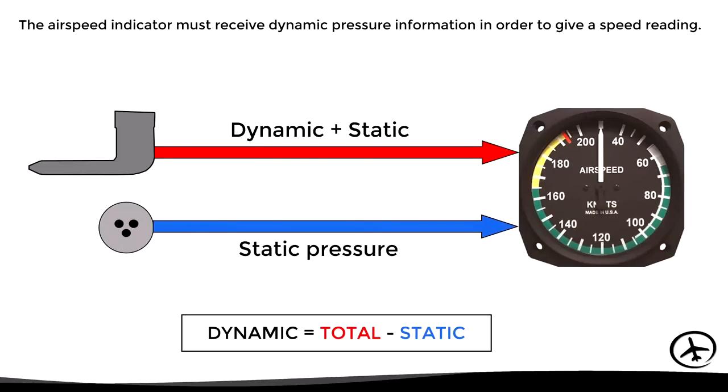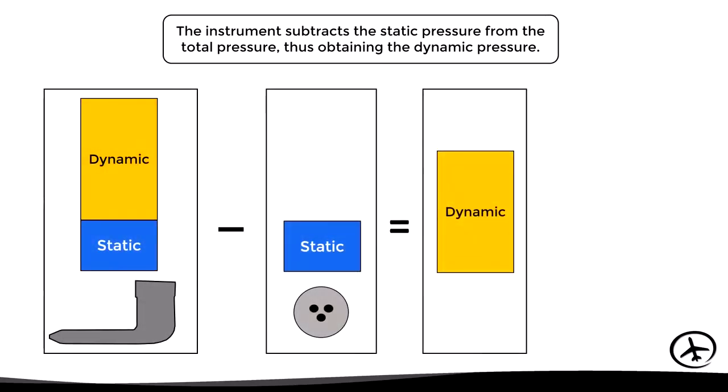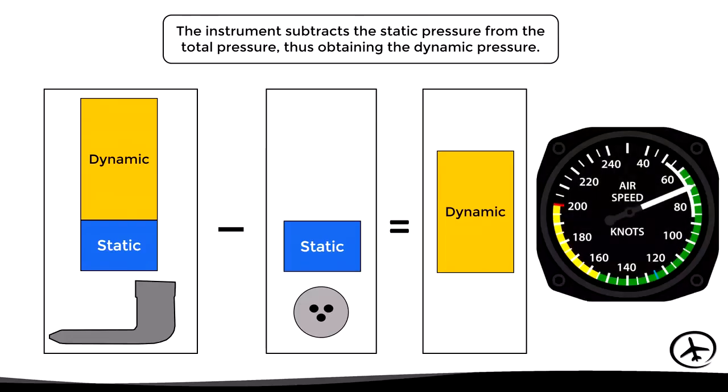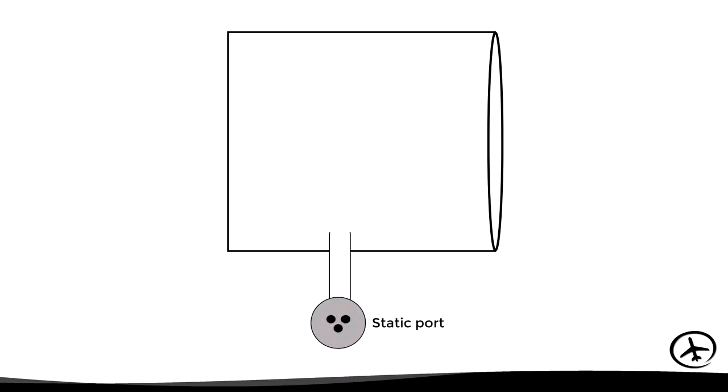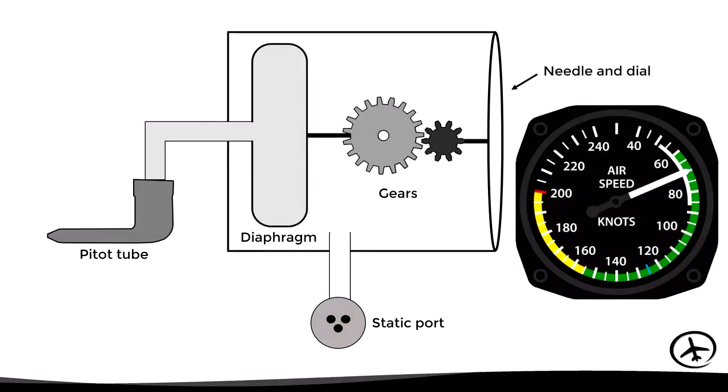This is why the instrument needs information from both the pitot tube and the static port. So basically, what the instrument does is that it subtracts the static pressure from the total pressure, thus obtaining the dynamic pressure as a result, with which it can now give an airspeed reading. If we look inside the instrument, we will see the following. Here we have the static port and pitot tube connections. However, the difference is that the static port is directly connected to the inside of the case, while the pitot tube is connected to a diaphragm, which in turn is connected to gears, which allow the needle to move in the dial. So, this would work the following way.